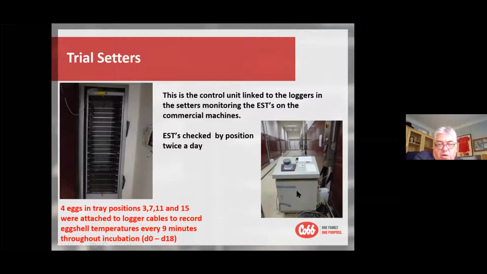This box of tricks here is a unit which Hatch-Tech uses, and it has many probes on it, so we could look at 2 machines here. It can also link up to your phone and tell you what's going on in terms of temperature. These machines are recording about every 9 minutes. This one's more frequent. You can set it up as low as you want.